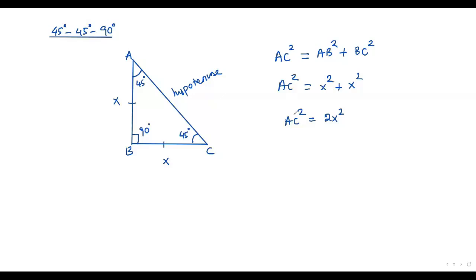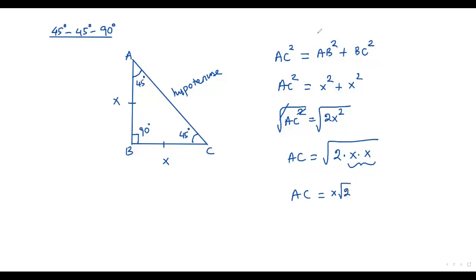Since our aim is to find the length of AC, we have to get rid of the square. For that we can take the square root on both sides. When I take the square root on both sides, the square root and the square cancel out, and I get AC on the left side. On the right side, 2x squared can be written as 2 times x squared. Inside the square root, whenever two same quantities are multiplied, one quantity will come out. So one x comes out, and inside the square root we have just 2. Now I have the length of AC, the hypotenuse of this right triangle, which is x times the square root of 2.